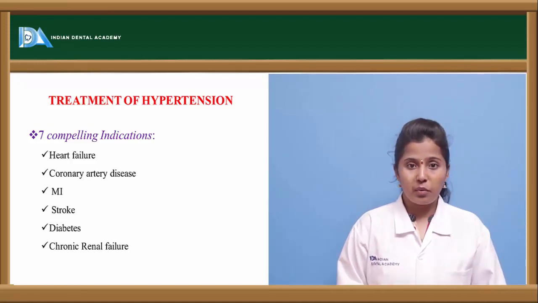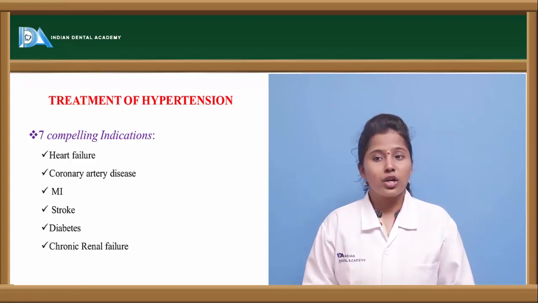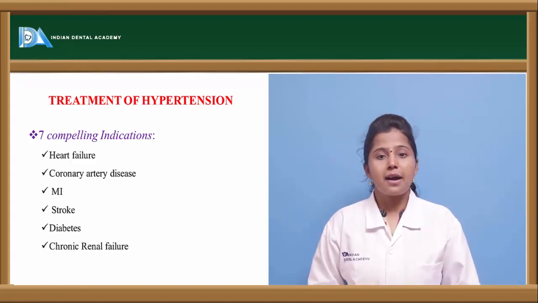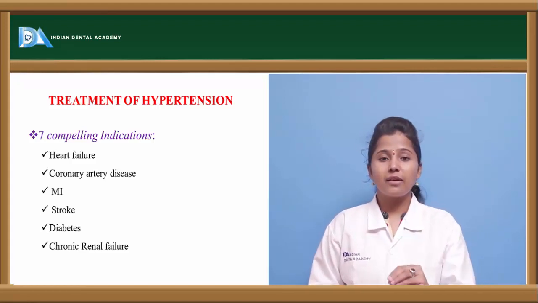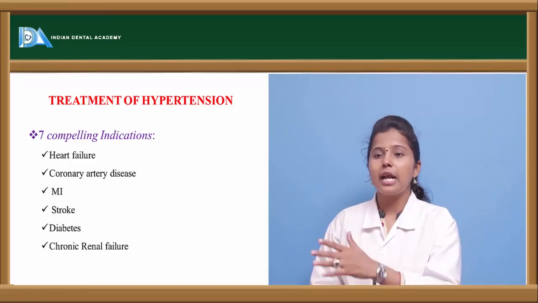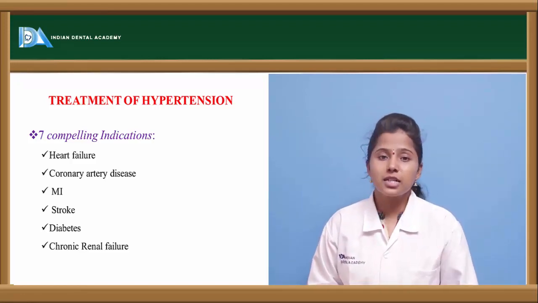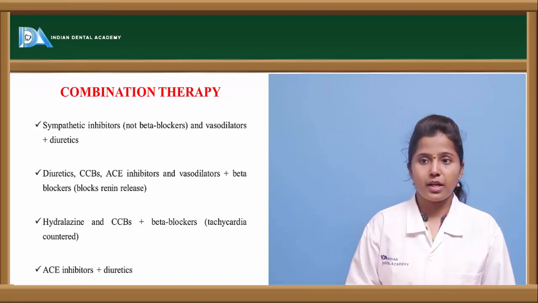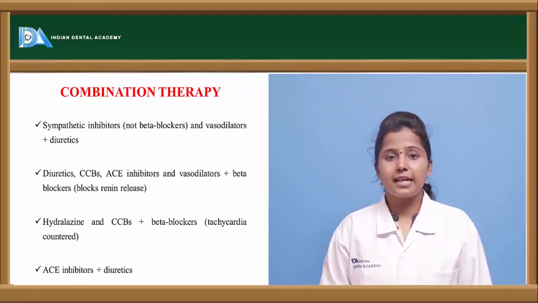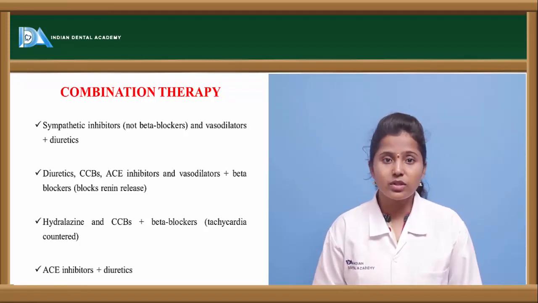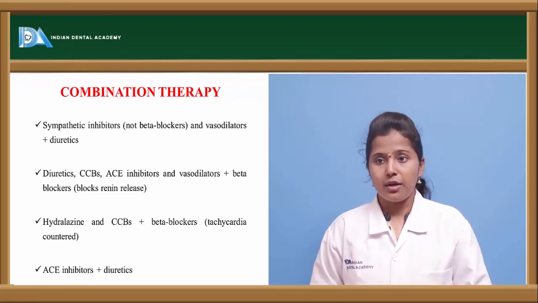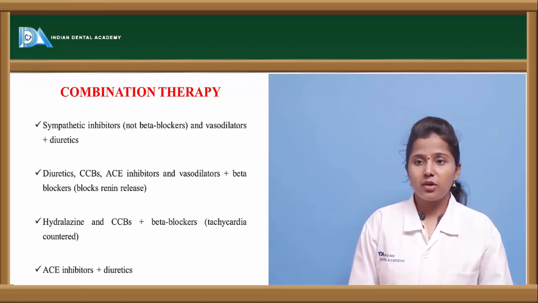First thing is whether the person is suffering from heart failure, coronary artery disease, myocardial infarction, stroke, diabetes, chronic renal failure. First, we have to see whether these indications are also present along with the hypertension. Next, let us see the combination therapy. In a single category or singly also the drugs can be used, but in combination therapy they show more antihypertensive effect. So, what are the combinations which can be used?